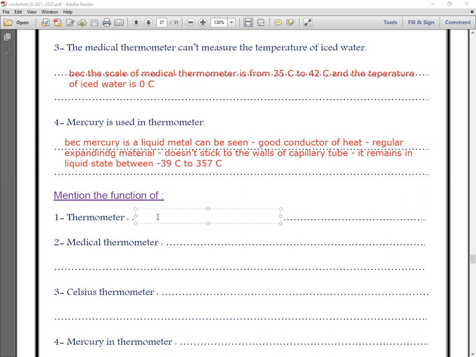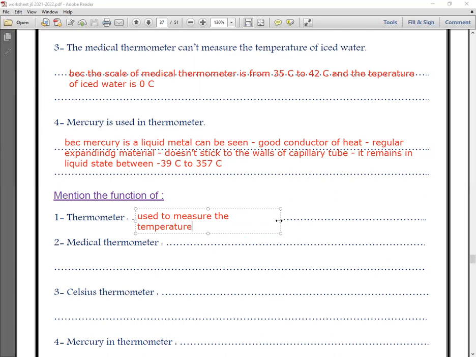Last questions here: what is the function of the thermometer? The thermometer is the device used to measure the temperature.